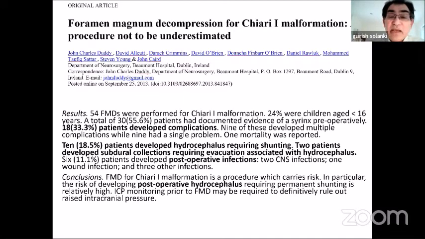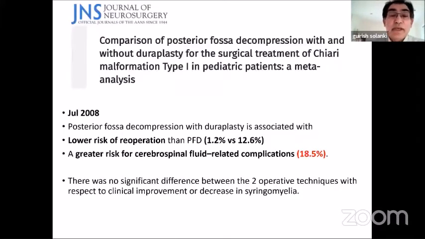18.5% of their patients developed hydrocephalus requiring shunting. Others had subdural collections, like the team from Oxford reported. They also concluded that the risk of developing postoperative hydrocephalus requiring permanent shunting is relatively high, and ICP monitoring should be carried out in children before doing foramen magnum decompression.